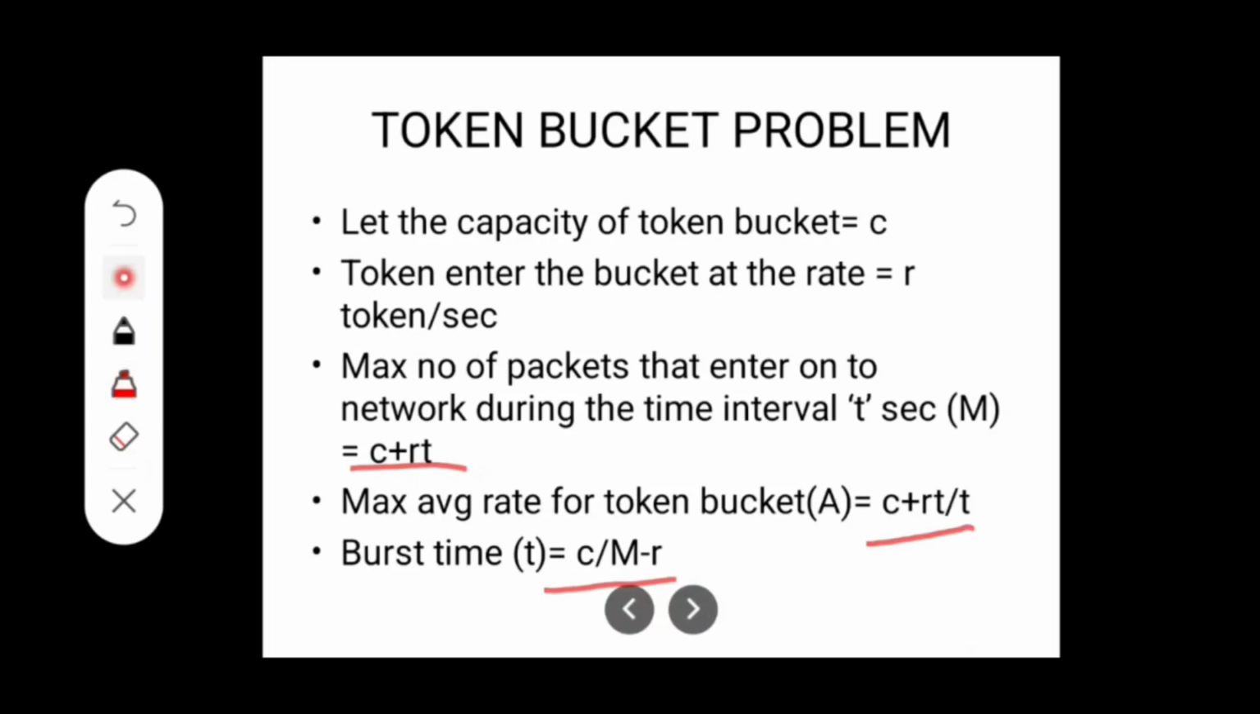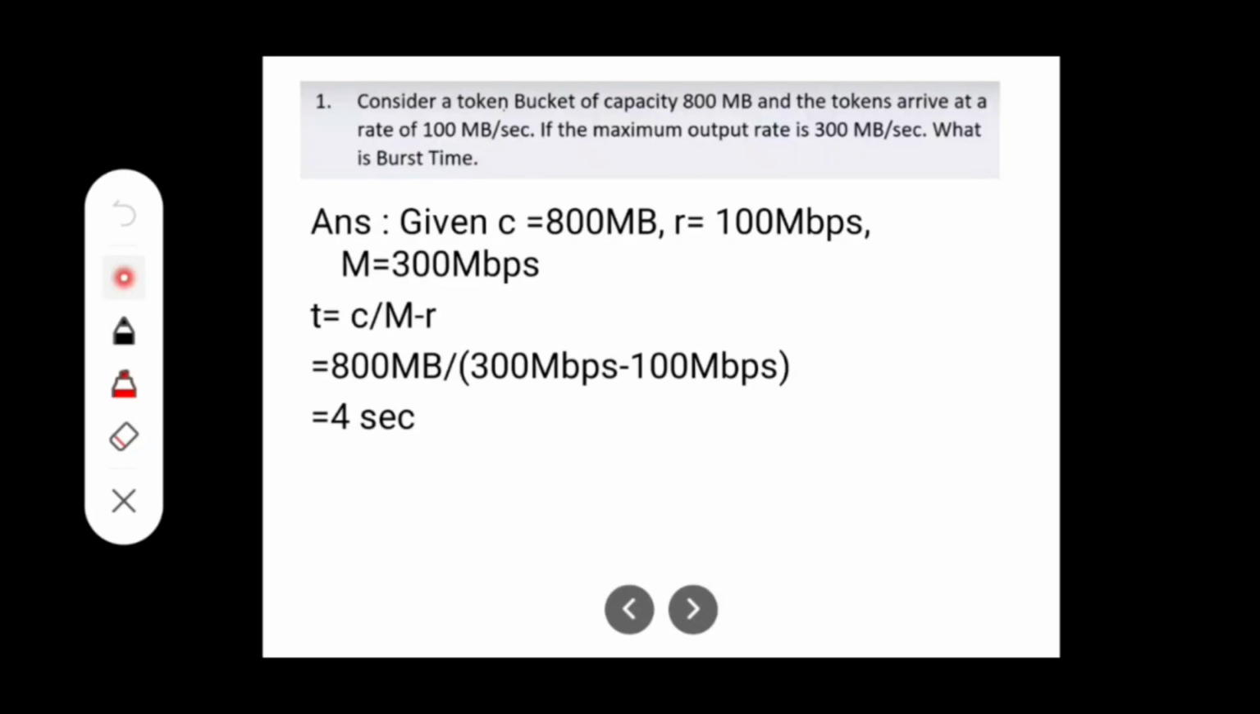Now let us go through a problem. Consider a token bucket of capacity 800 MB. Here the bucket has a capacity of 800 MB. Capacity is represented as C, so C equals 800 MB. And the tokens arrive at a rate of 100 MB per second. The rate of arrival of the tokens is 100 MB per second. Instead of writing MB per second, I have written Mbps, which is the same. So 100 Mbps.